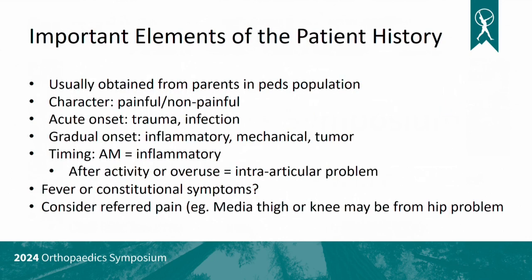And then this is kind of what I was just highlighting, but the history is often from the parents, and then we go through all these, timing, and that will kind of help narrow in on what their diagnosis might be. And then fever is another thing which I'll talk about with infections, because generally if they have osteomyelitis, if they have a septic joint, if they have discitis, they often have fevers related to that.